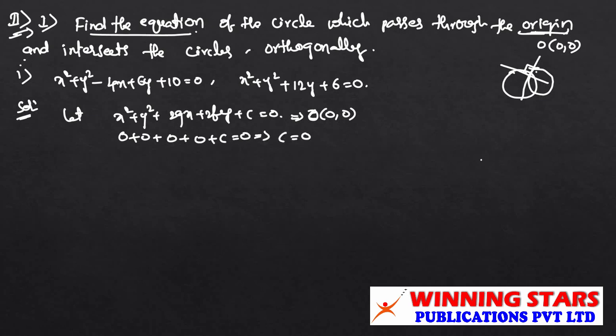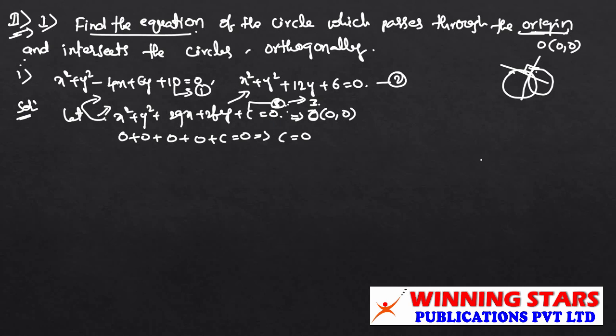So c is equal to 0. I will take this as the first equation, this as the second equation, and this as the third equation. Now it says the new circle intersects orthogonally, so this equation and that equation intersect orthogonally.